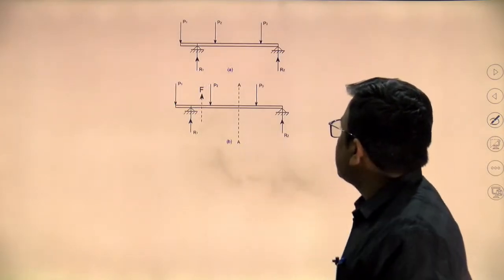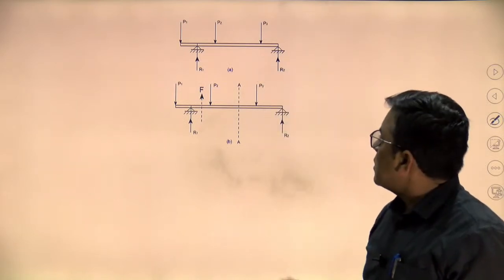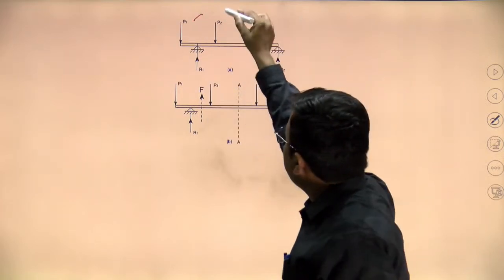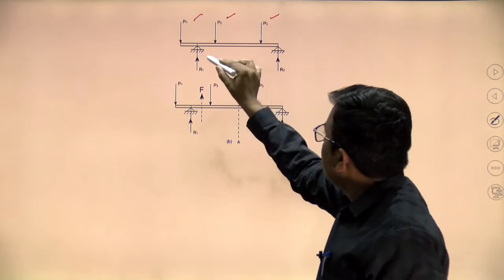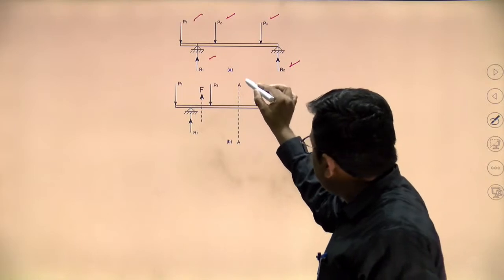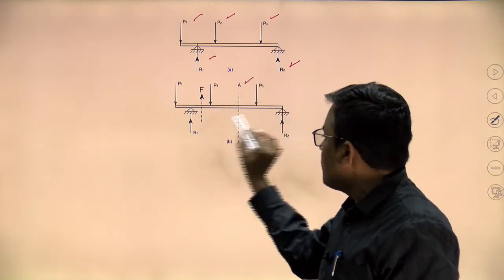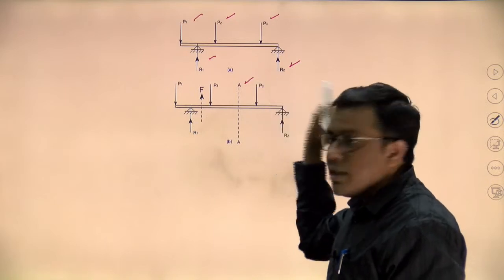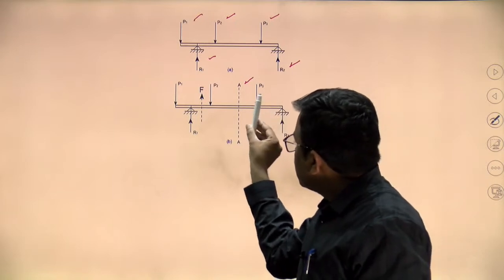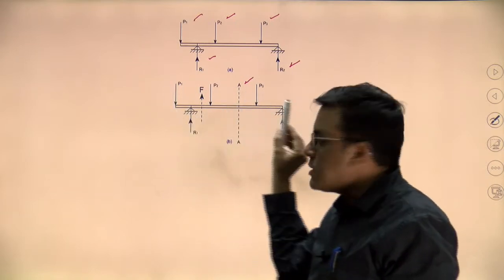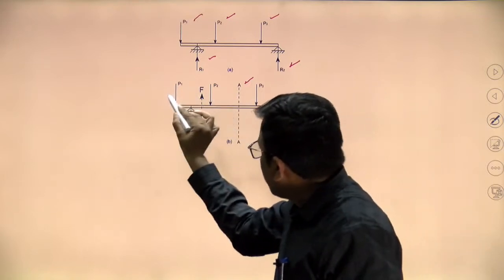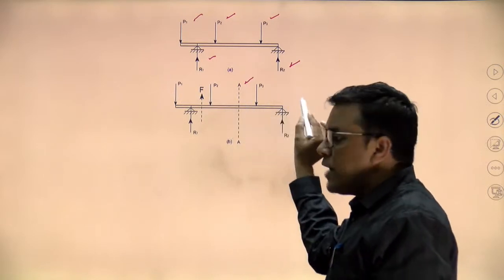Let us take a look at the beam. Here you can get an idea: this is an overhanging beam subjected to loads P1, P2, P3, and there are 2 reactions, R1 and R2. Here I am taking one particular section AA at a certain distance from support R1. What are basically the shear forces? If I take all the loads on either side of the section plane, what is the meaning of either side? Either on the left side of the section plane or on the right side of the section plane.